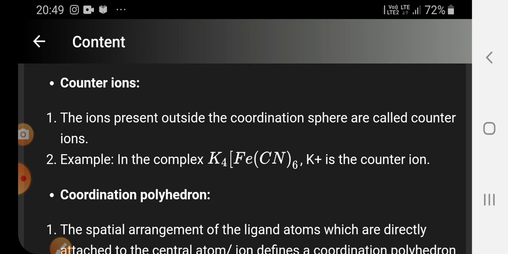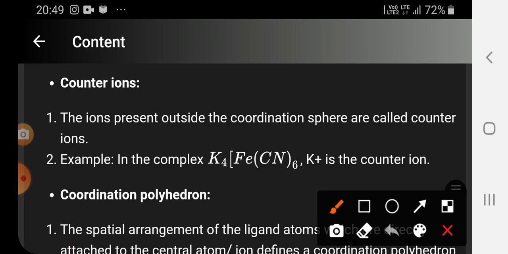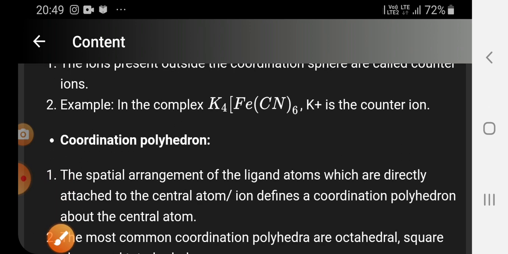Now the other topic is counter ion. Counter ion is the ion present outside of the coordination sphere. For example, in the given complex, there are 4 potassium ions present. So K+ is the counter ion. Very simply, we can explain it.